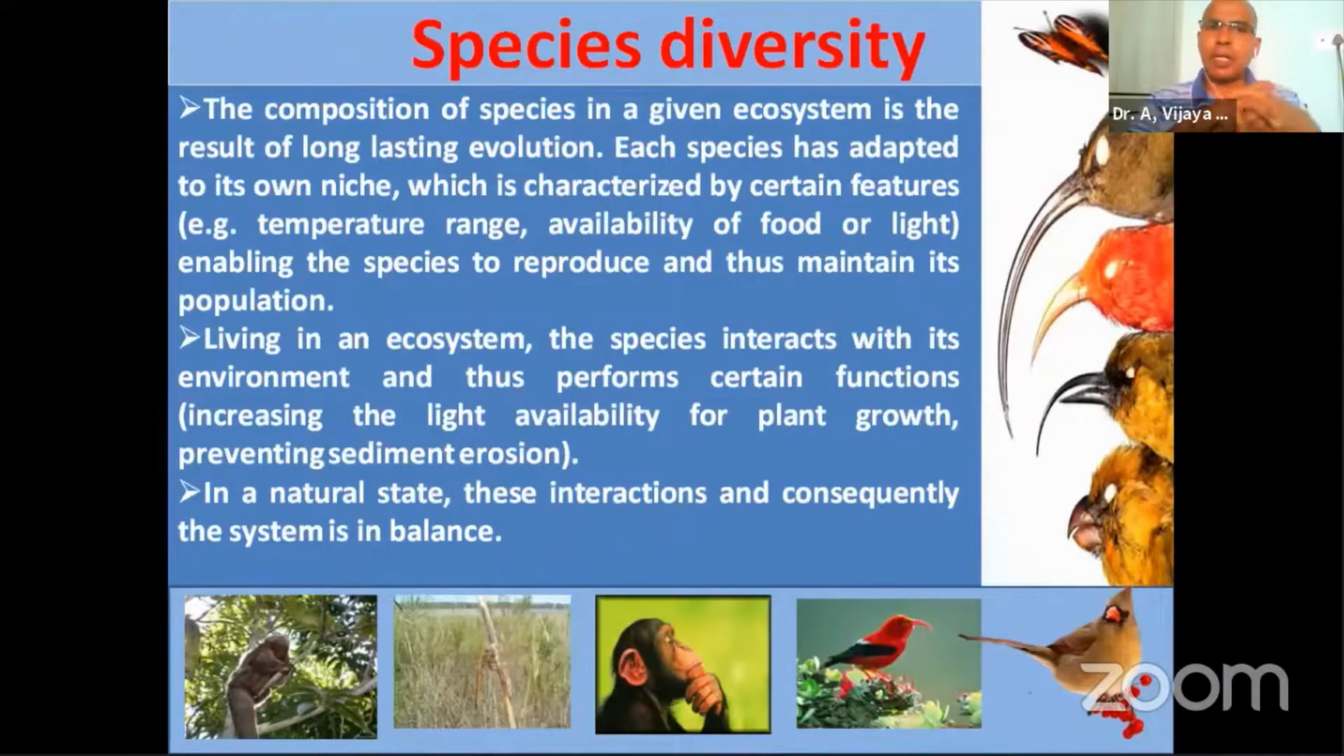This is a composition of all species in a given ecosystem, and it's a result of long-lasting evolution. You know, evolution doesn't take place within minutes or days or years. It takes millions of years to evolve some new species.